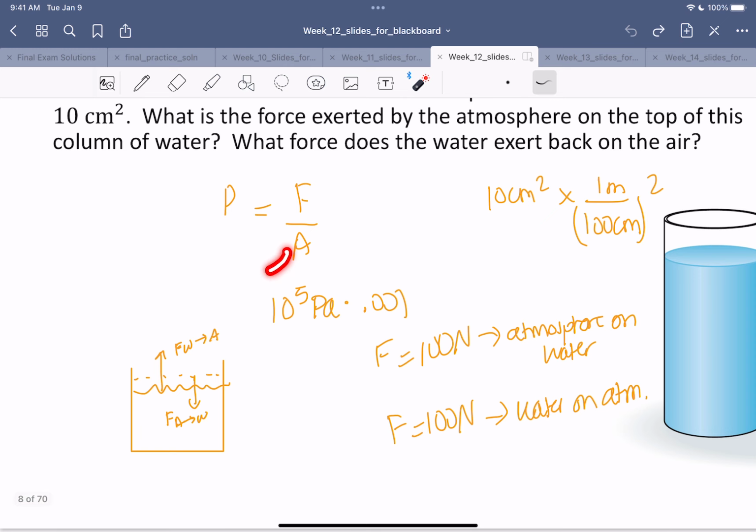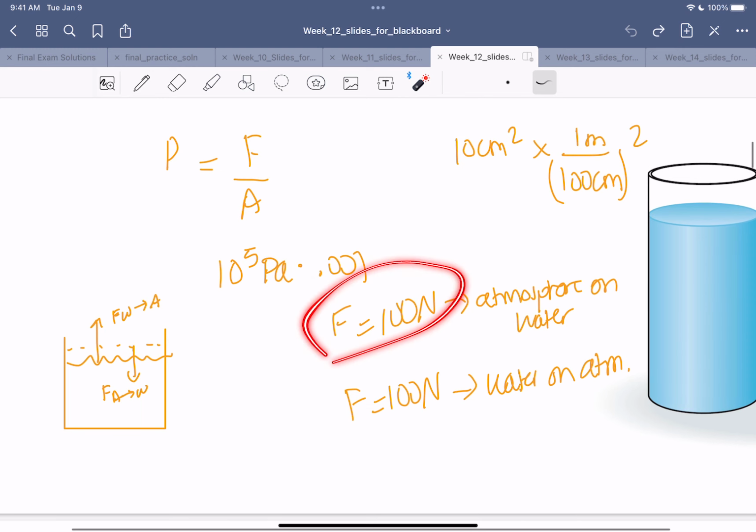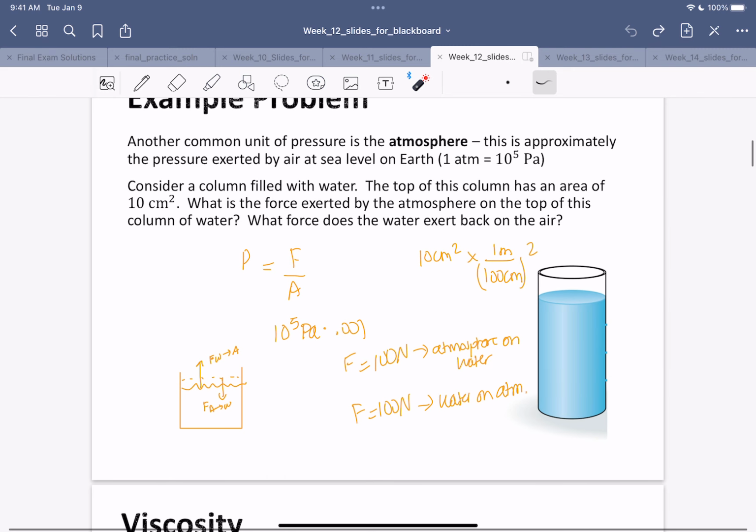So all you'd have to do is multiply the area by the pressure. So 10 to the 5th pascals times 0.001 meters squared, and then that should give you a force of 100 newtons. So that's the force exerted by the atmosphere on water. There would have to be an equal but opposite force from the water column on the atmosphere as well to cancel that out. So 100 newtons as well, water on atmosphere.